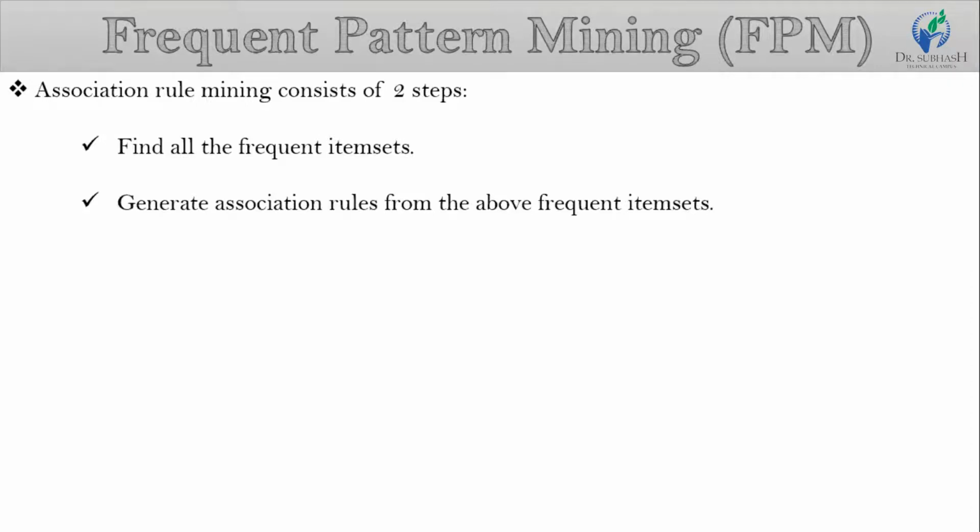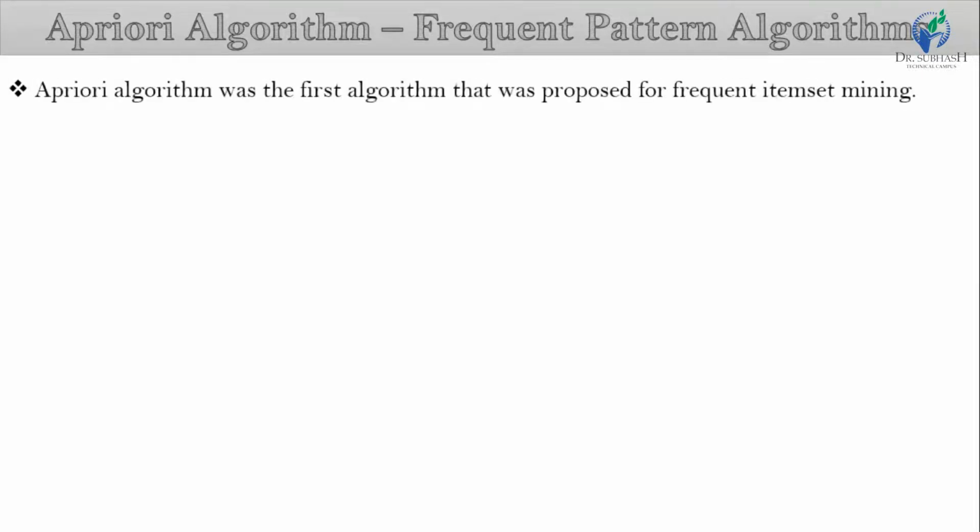Now I explain the second step. Apriori algorithm is also known as the frequent patterns algorithm. Apriori algorithm was the first algorithm that was proposed for frequent item set mining. It was later improved by R. Agrawal and R. Srikant and came to be known as Apriori. This algorithm uses two steps, join and prune, to reduce the search space.